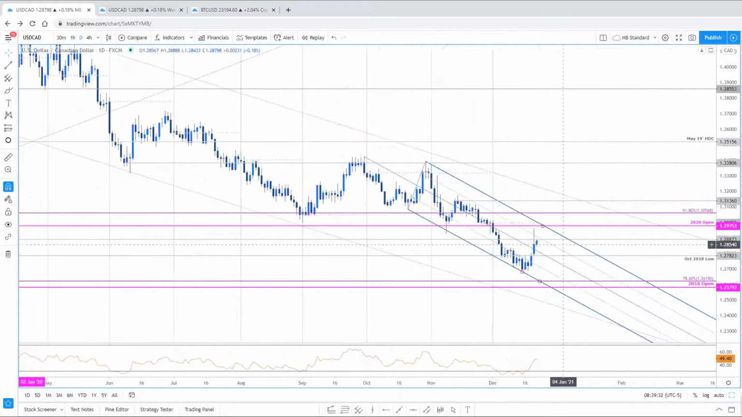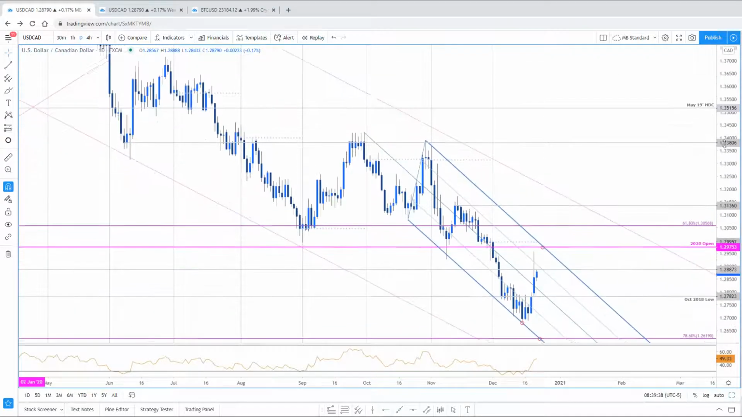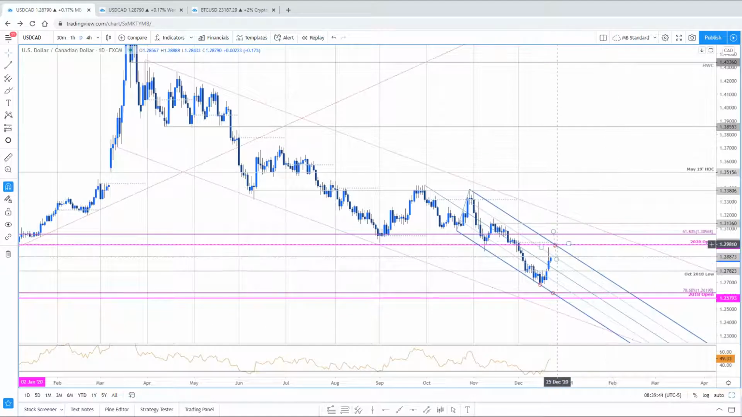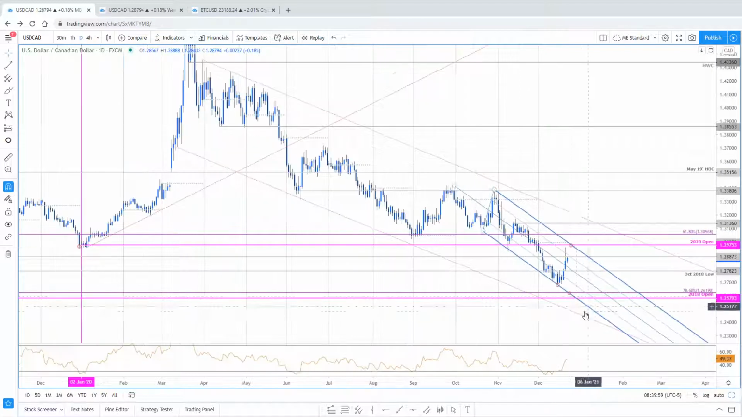And this is the whole kit and caboodle here for me on dollar CAD. You've got the monthly open at, what is that, 29.95. You've got the yearly open at 29.75, both objective levels, not up for debate, fact. And you have the upper parallel for the pitchfork right there. So that gives you a range of 29.75 into 29.95 essentially as critical resistance for dollar CAD.